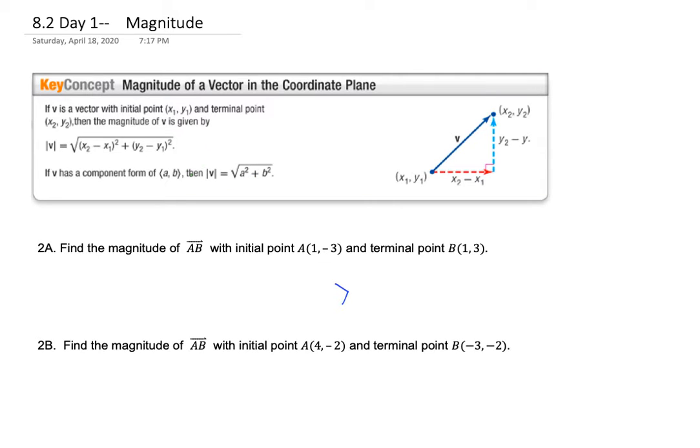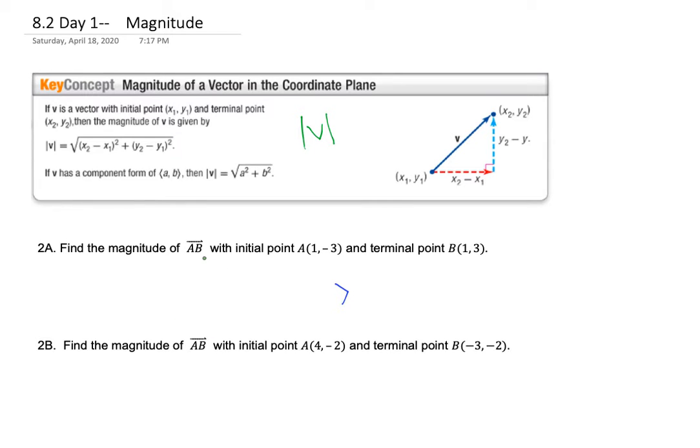One thing to note is magnitude has these absolute value bars around it. Okay, so that's the magnitude of vector V right there. Which makes sense. Absolute value makes sense, right? Because distance is going to always be positive anyway.